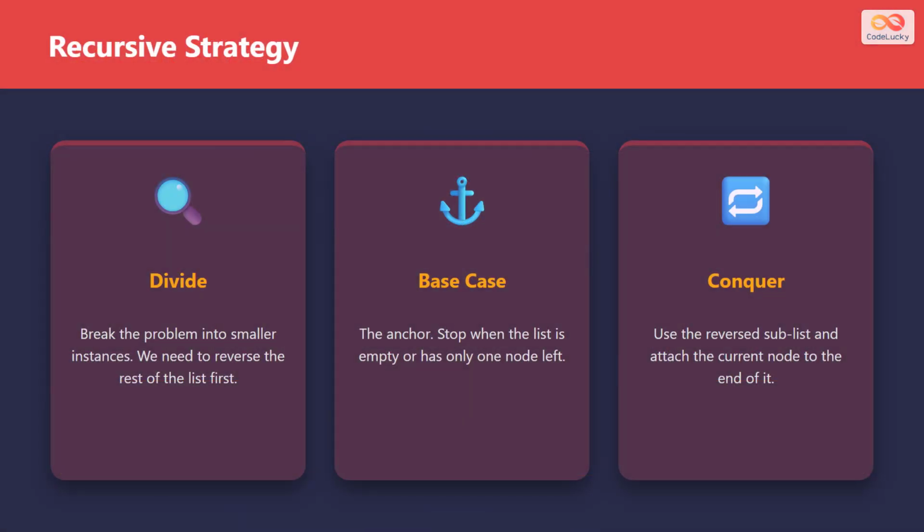The recursive strategy relies on faith. We divide the problem. We assume that our function can successfully reverse the rest of the list. We just need to handle the connection between the current node and that reversed part.